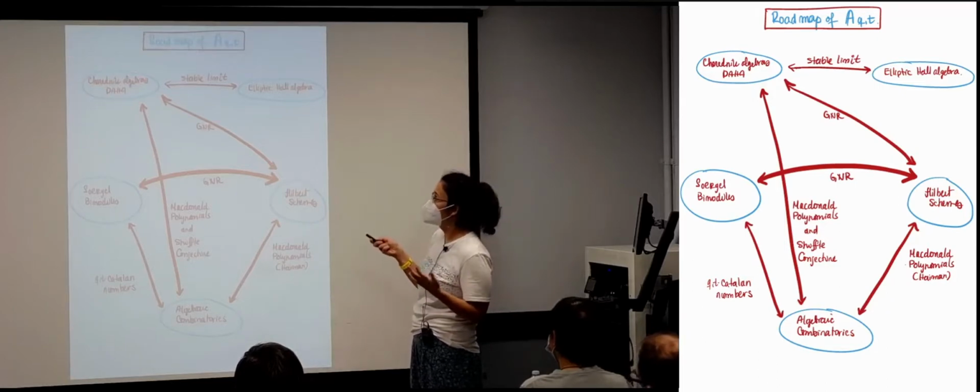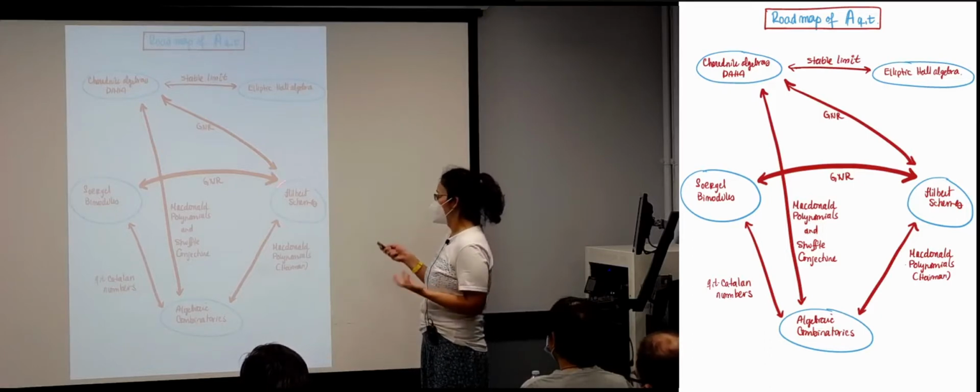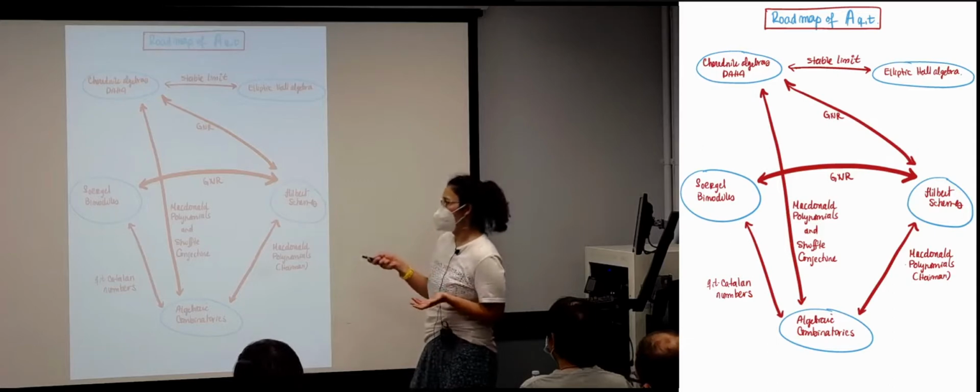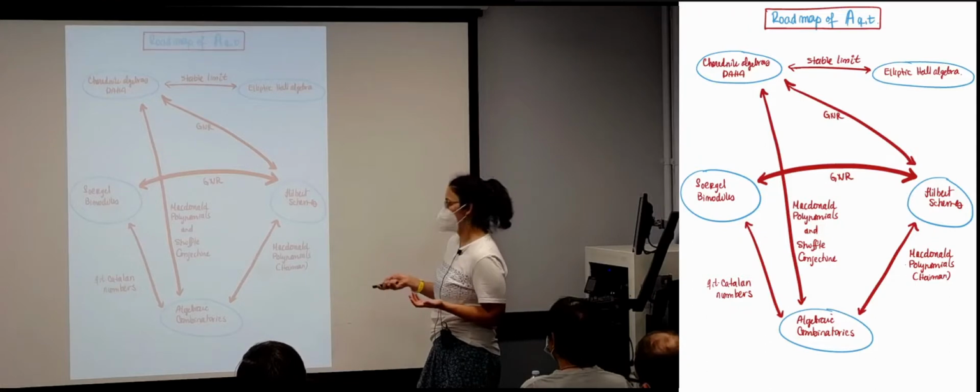So we have DAHAs, or Cherednik algebras, on one side, which are connected to elliptic Hall algebras. We have, in algebraic geometry, the land of Hilbert schemes. We have, in categorification or Hecke algebras, the land of Soergel bimodules. And then, of course, algebraic combinatorics.